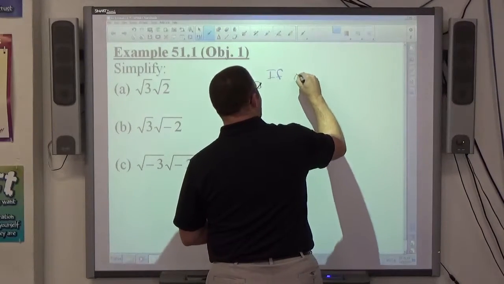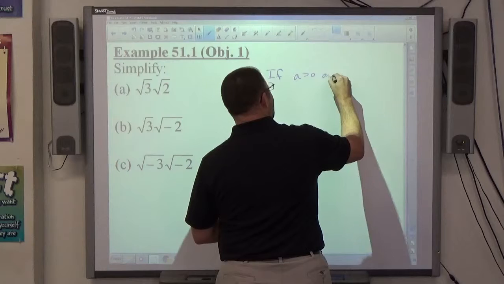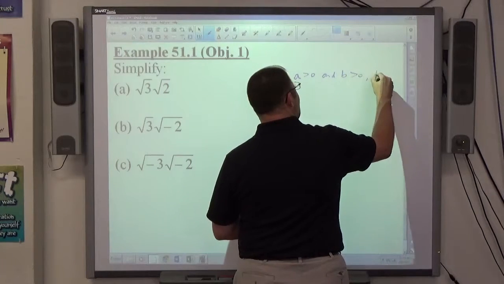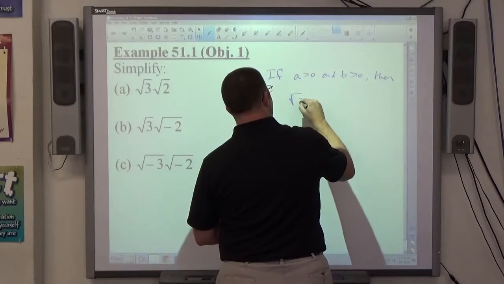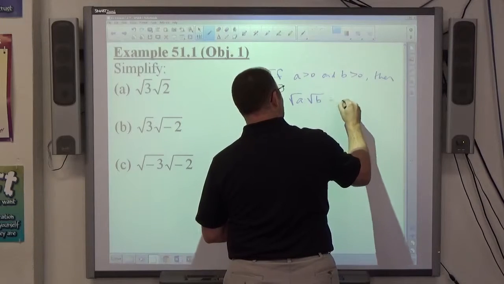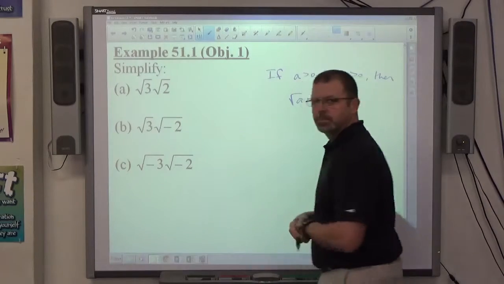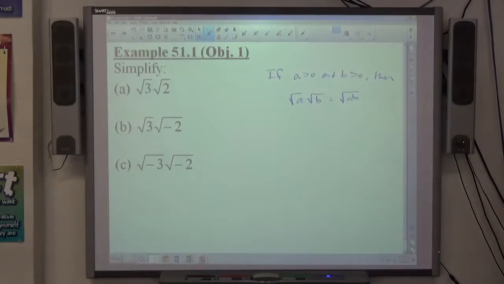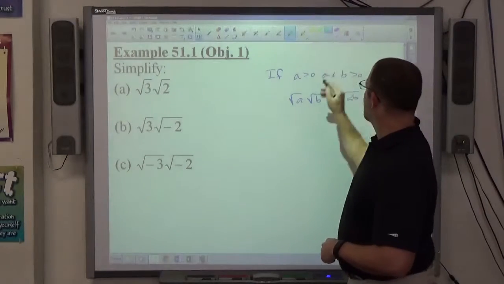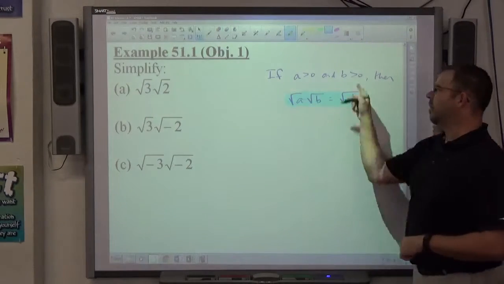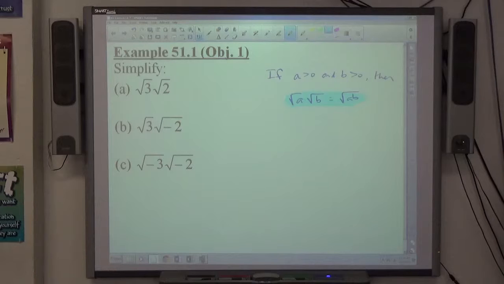If a is greater than 0 and b is greater than 0, then the square root of a times the square root of b is equal to the square root of ab. That's the rule. Everybody pays attention to that, but nobody pays attention to that first part. All right, focus on this.